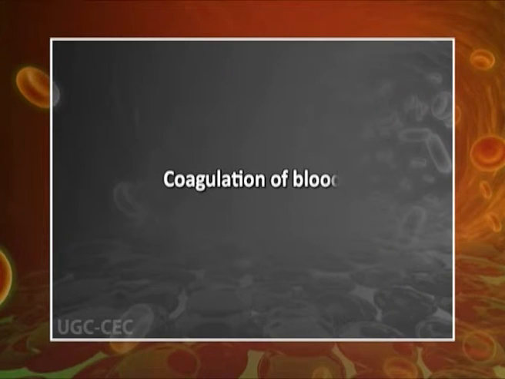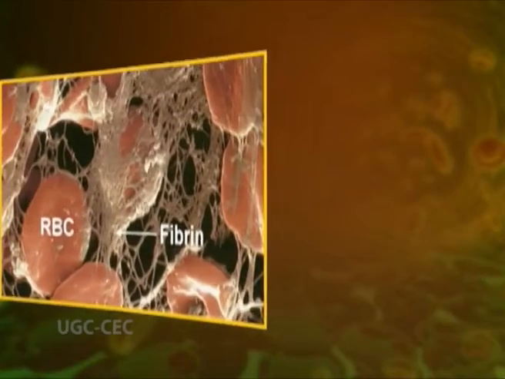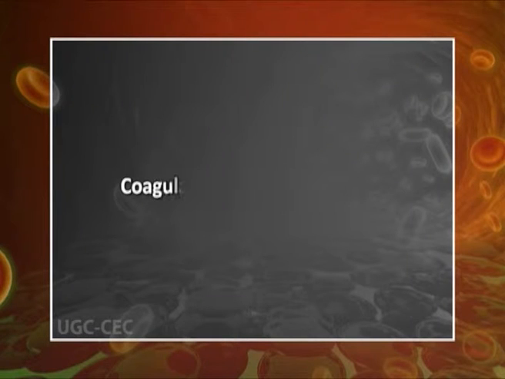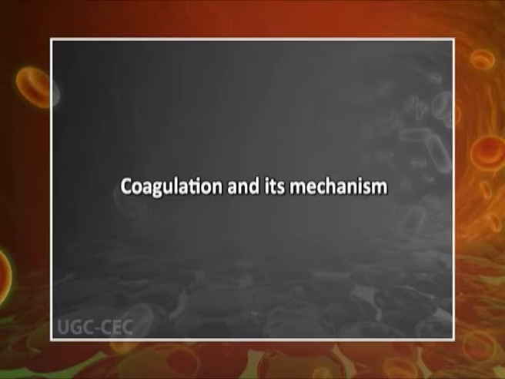And third stage is coagulation of blood. During this process, the fibrinogen is converted into fibrin. The fibrin threads get attached to the loose platelet plug, which blocks the ruptured part of the blood vessel and prevents further blood loss completely. Now friends, we will discuss the term coagulation and its mechanism.